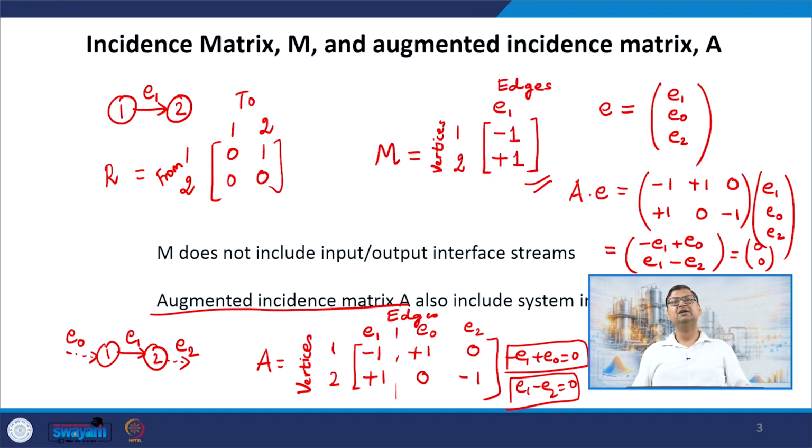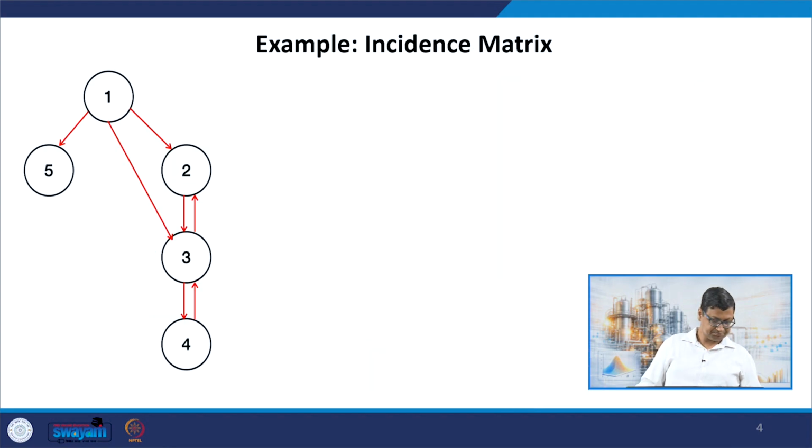So basically, I can use the augmented incidence matrix to write the balance equation for this. The only difference is the augmented matrix includes the effect of the system interface, right? The incidence matrix does not include that particular information.